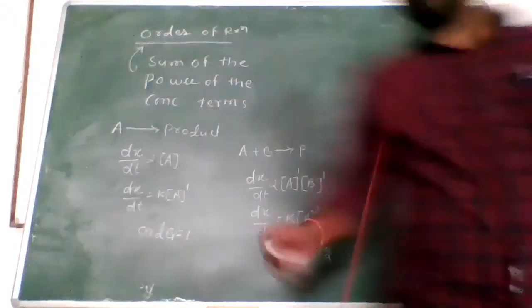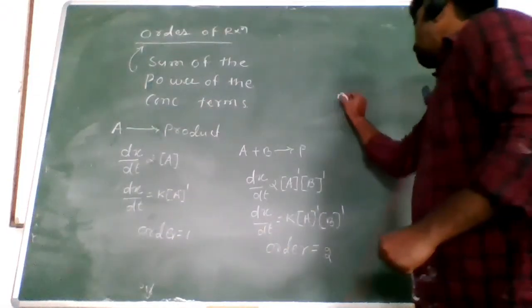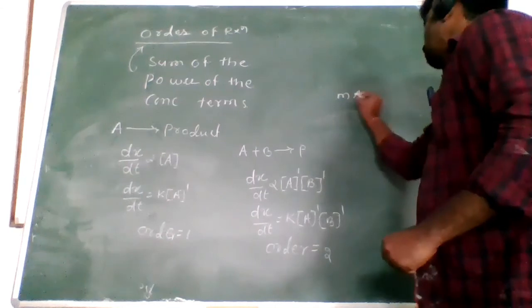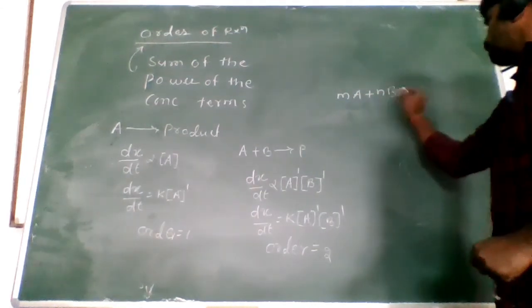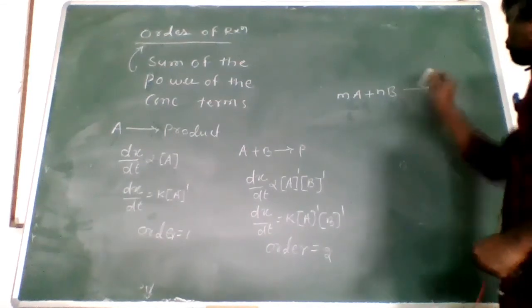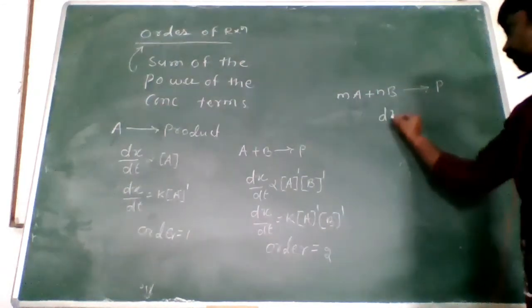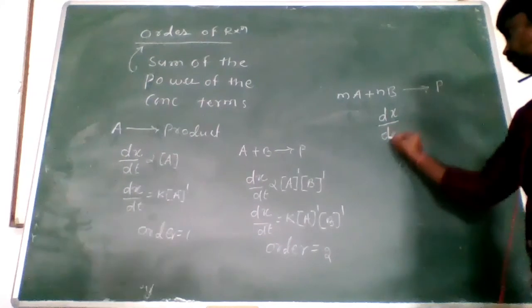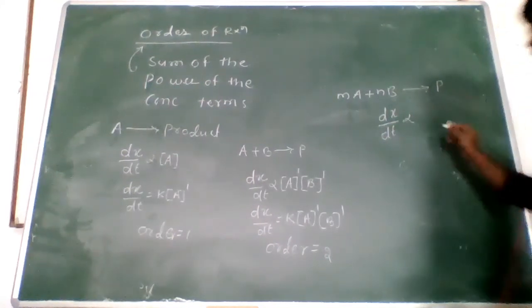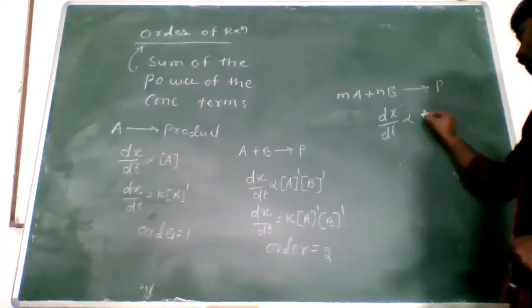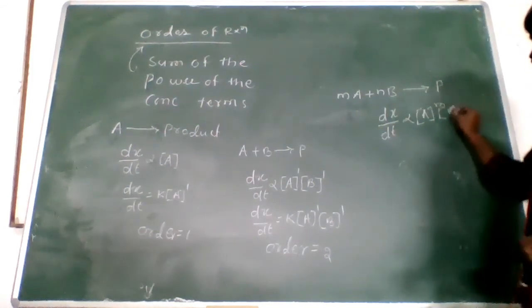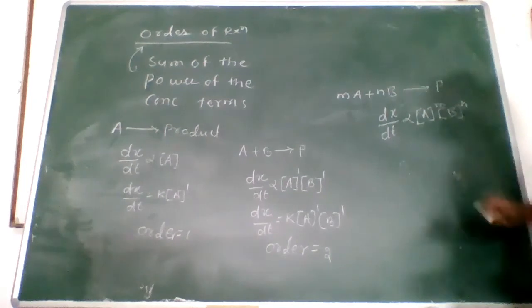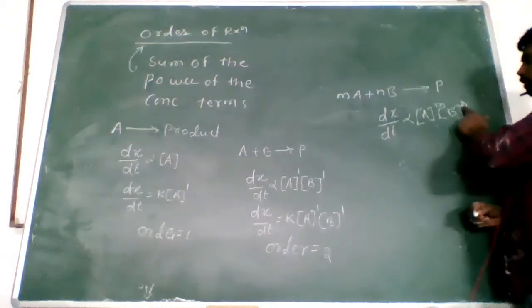Next one, look at here. So M is the concentration of A, N is the concentration of B, for the formation of product. Now how can we write the rate of reaction? dx by dt is directly proportional to A power of M into B power of N. Yes, A power of M, B power of N.